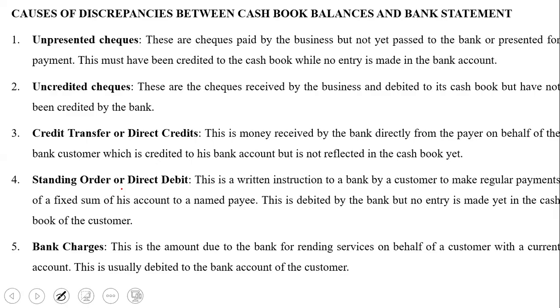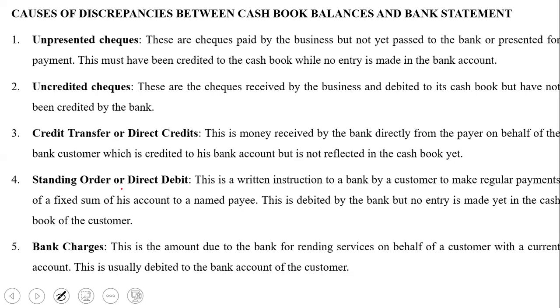So what are the underlying causes? The balance in the bank column of the cash book and the bank statement should be equal. But what are those things that will make it not true? These are the highlighted causes of differences or discrepancies why the bank statement and the cash book bank column will not agree. One, unpresented checks. These are checks paid by the business but not yet passed to the bank or presented for payment.